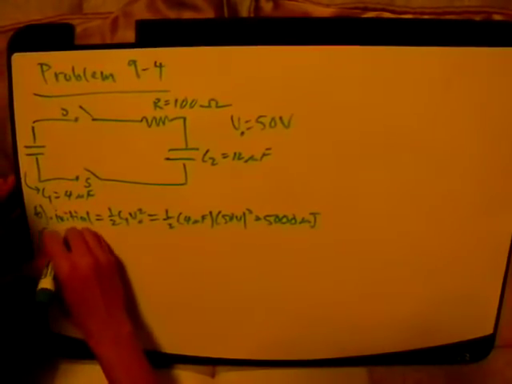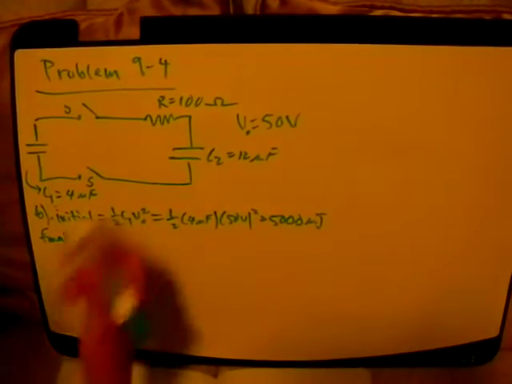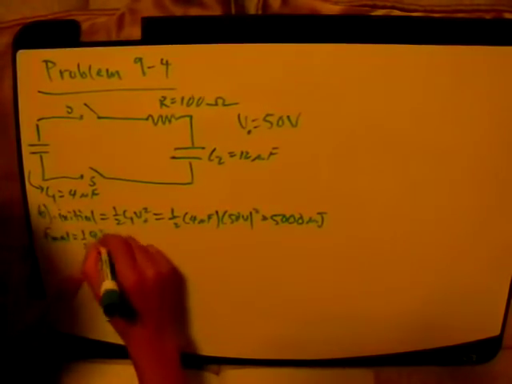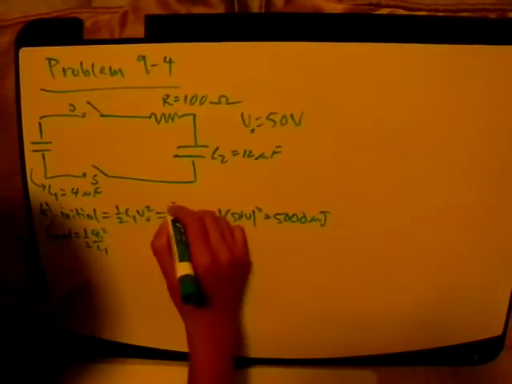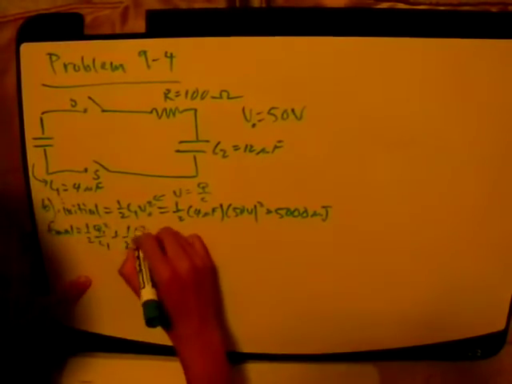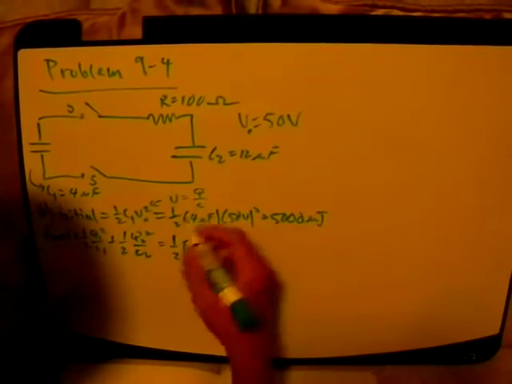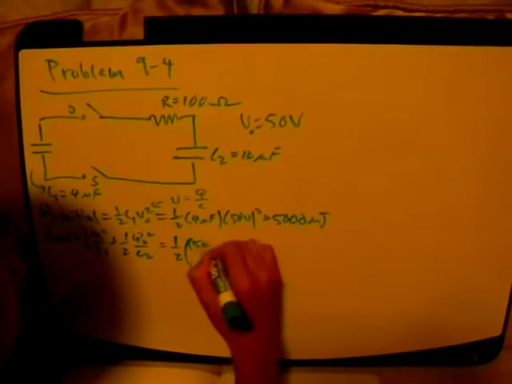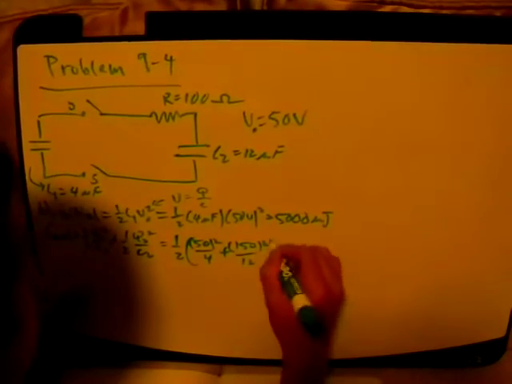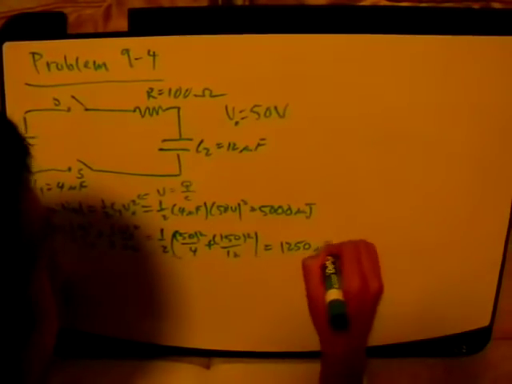Now we have to calculate the final. In the final state, both capacitors have energy. Using V equals Q over C, we can write 1/2 Q1 squared over C1, substituting into the energy equation, plus 1/2 Q2 squared over C2. This equals 1/2 times the charges from part A: 50 squared over 4 plus 150 squared over 12. The units will be in microjoules. If you use a calculator, you get 1,250 microjoules.